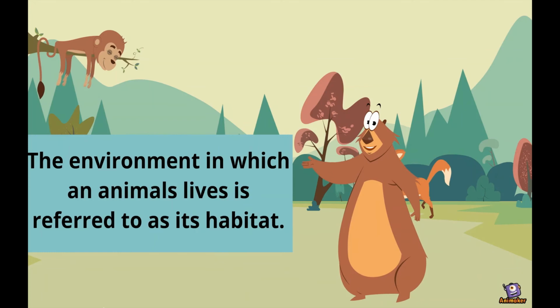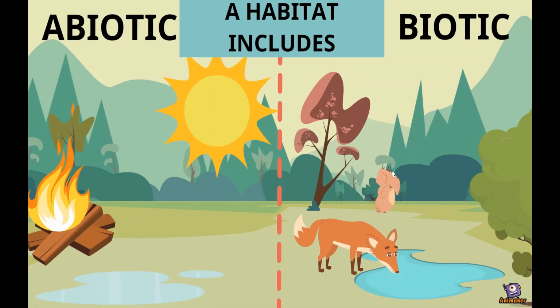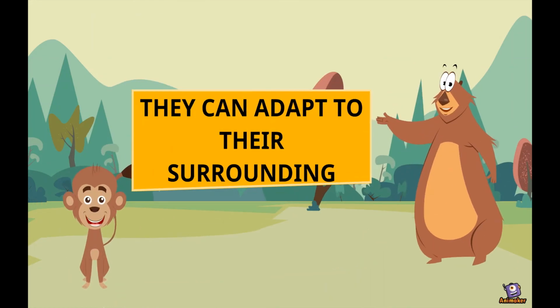The environment in which an animal lives is referred to as its habitat. A habitat always includes biotic, which means living, and abiotic, which means non-living, components in an animal's environment. The one advantage is that they can adapt to their surroundings and can easily be considered as enduring.